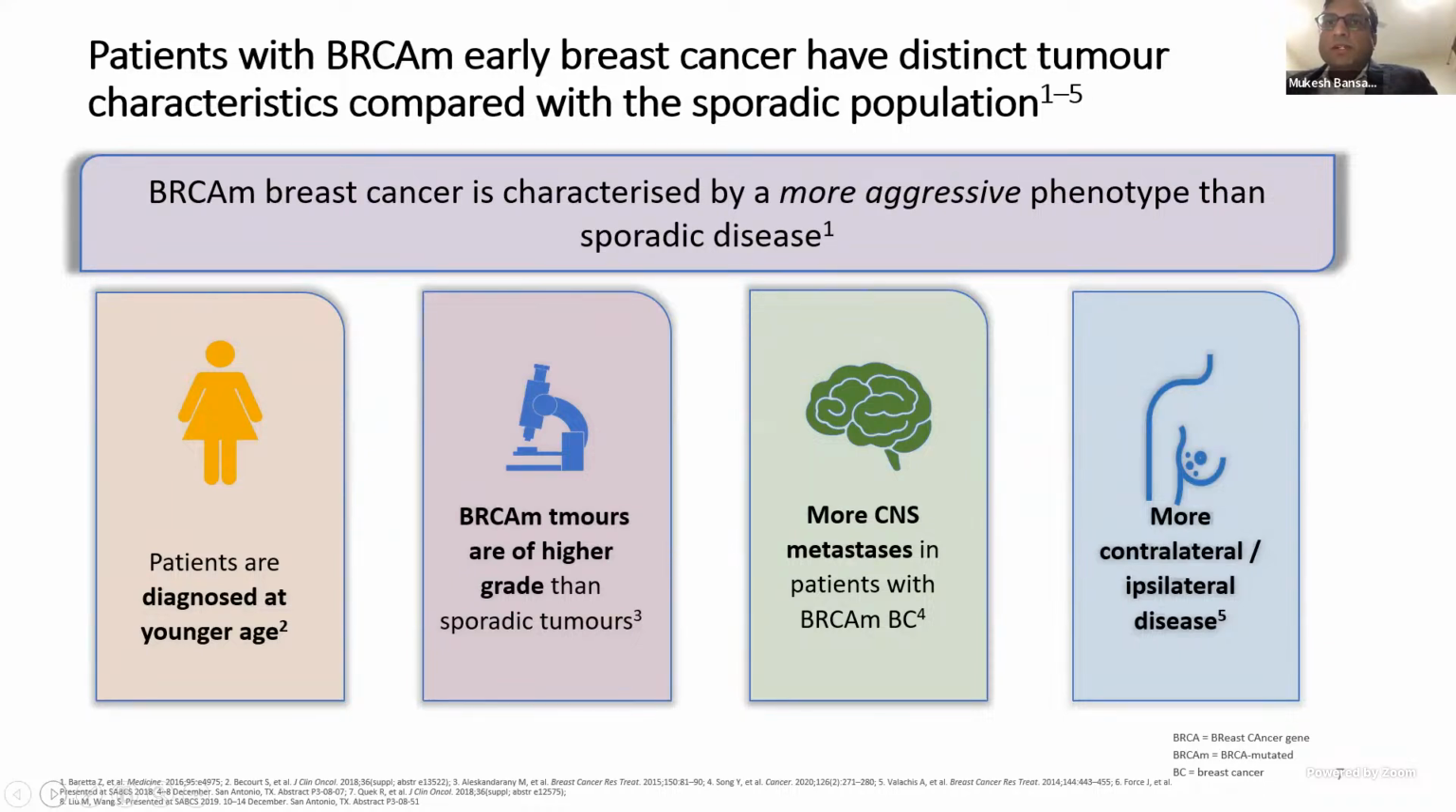So patients with BRCA mutated breast cancer are characterized by a more aggressive phenotype than sporadic disease. They are diagnosed at a younger age. They are of higher grade. More patients present with CNS metastasis and more contralateral disease is found. Next slide, please.